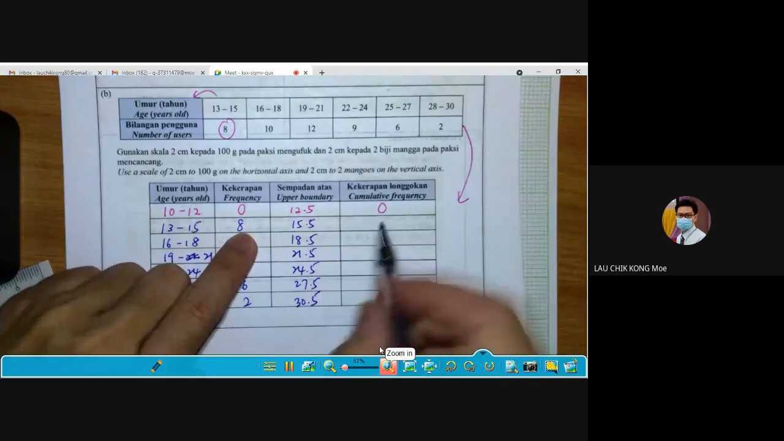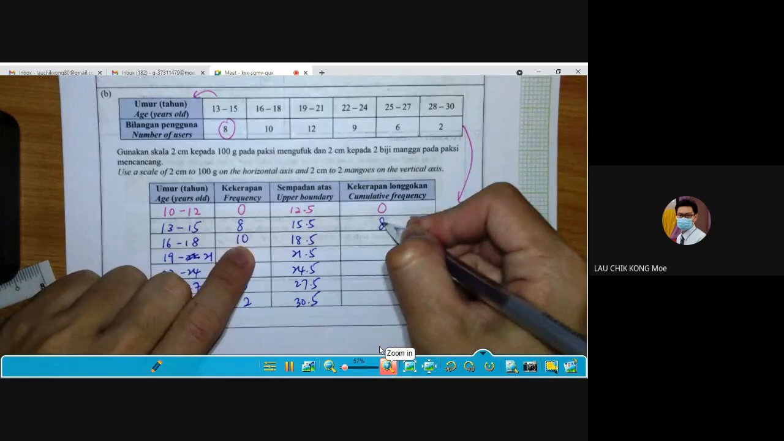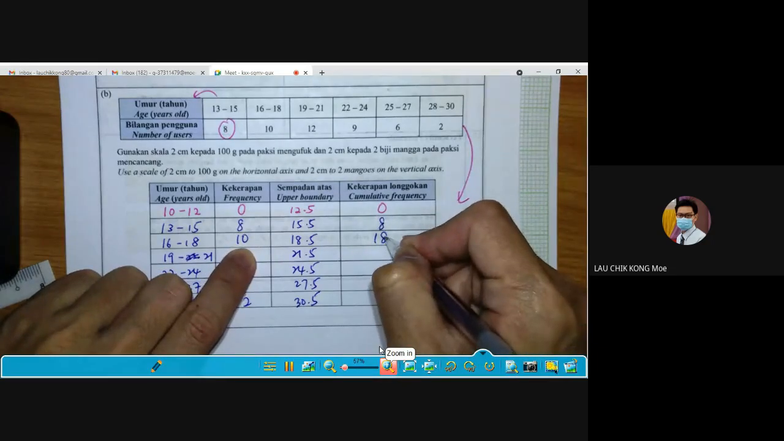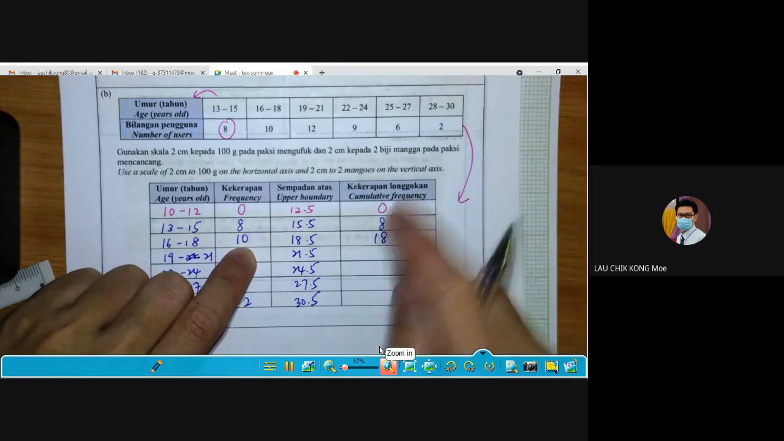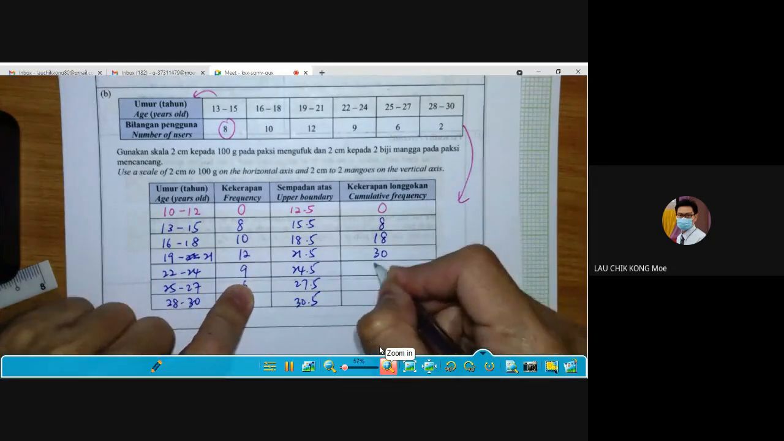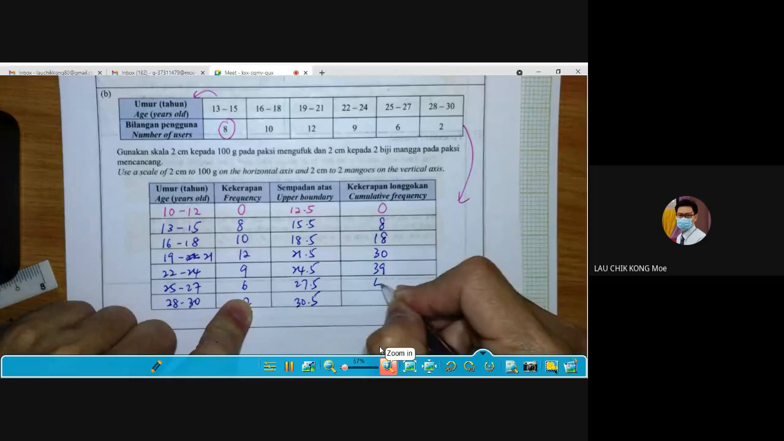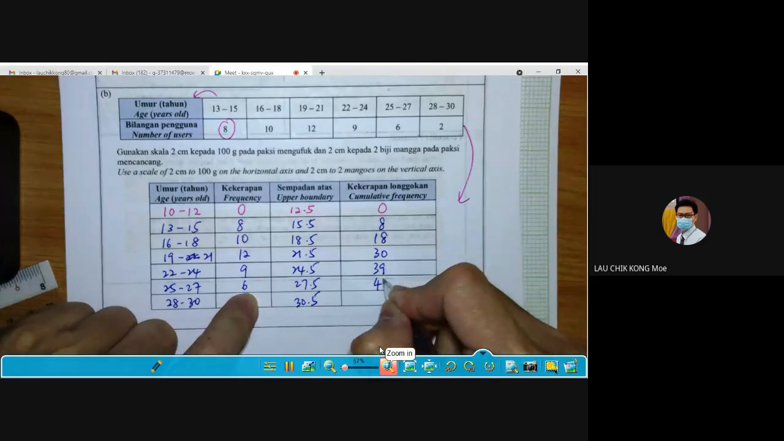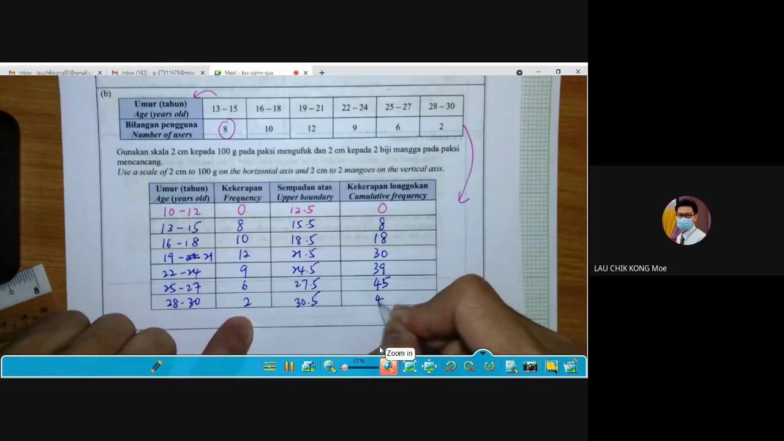0 plus 8, 8. 8 plus 10, 18. 18 plus 12, 30. 30 plus 9, 39. 39 plus 6, 45. And then plus 2, 47.